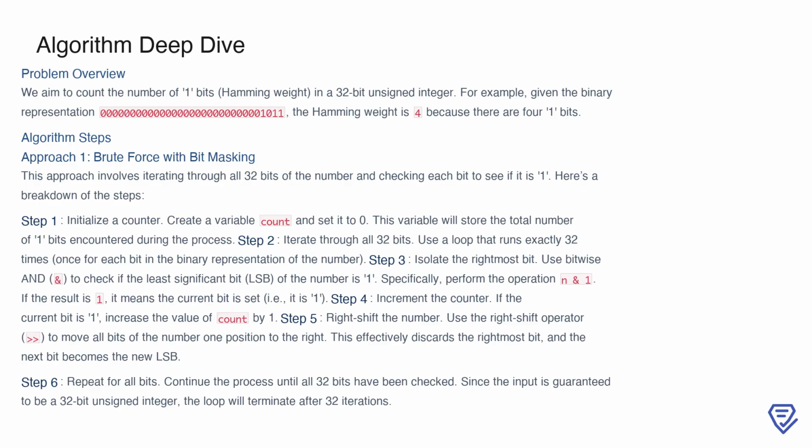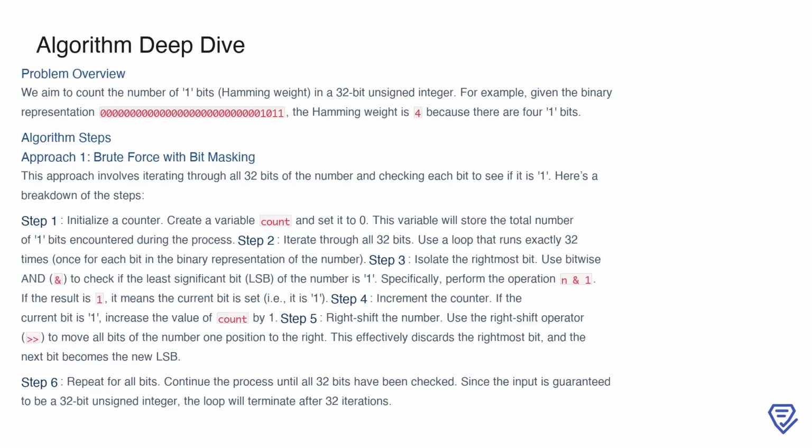The most straightforward method is a brute force approach that systematically examines each of the 32 bits in the number. Let's break this approach down into steps. First, we initialize a counter, count, to 0. This variable will keep track of how many 1 bits we've encountered. Then, we use a loop to iterate 32 times, once for each bit in the binary representation.